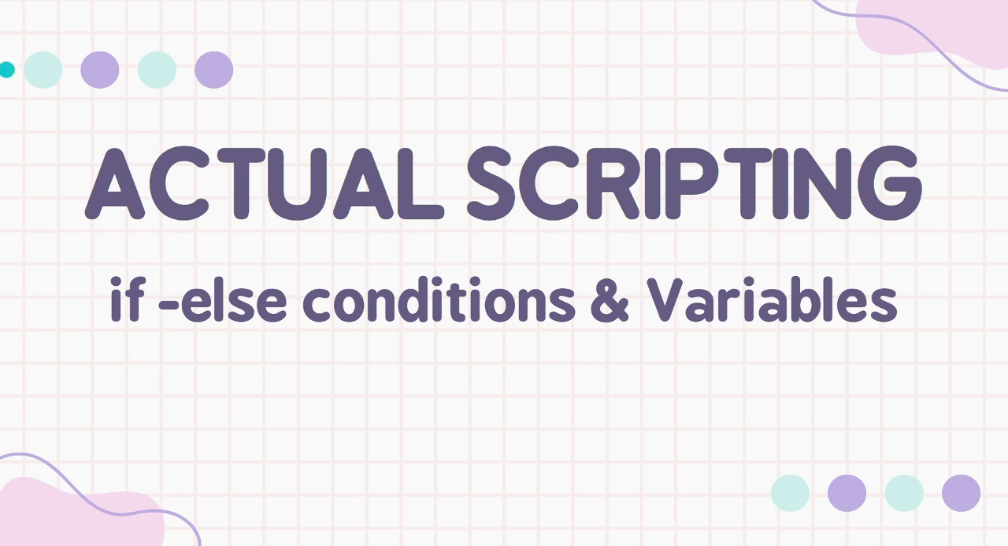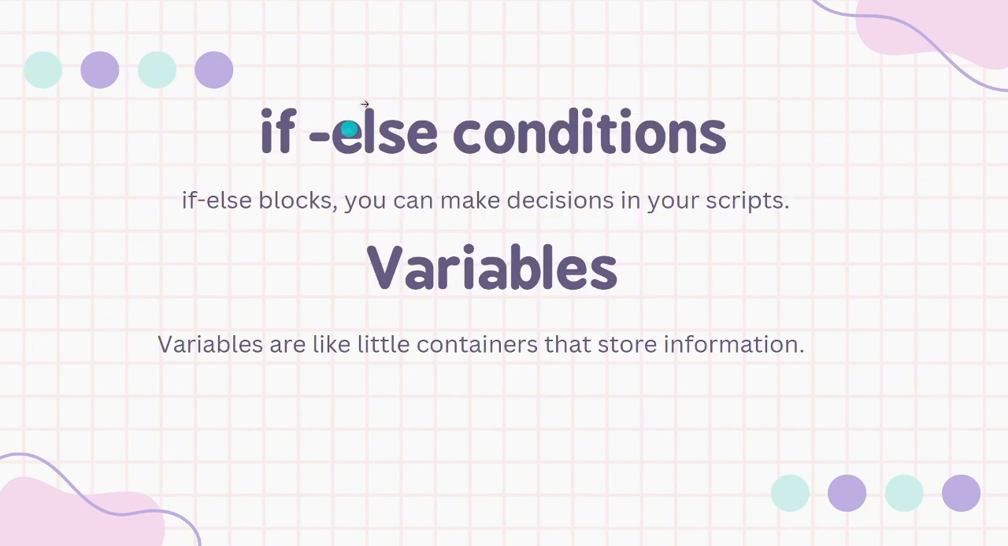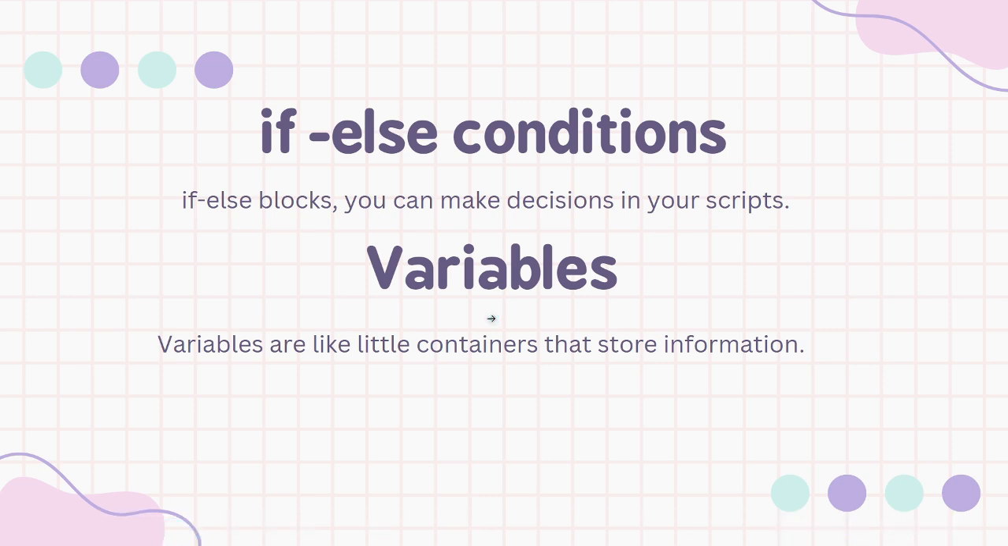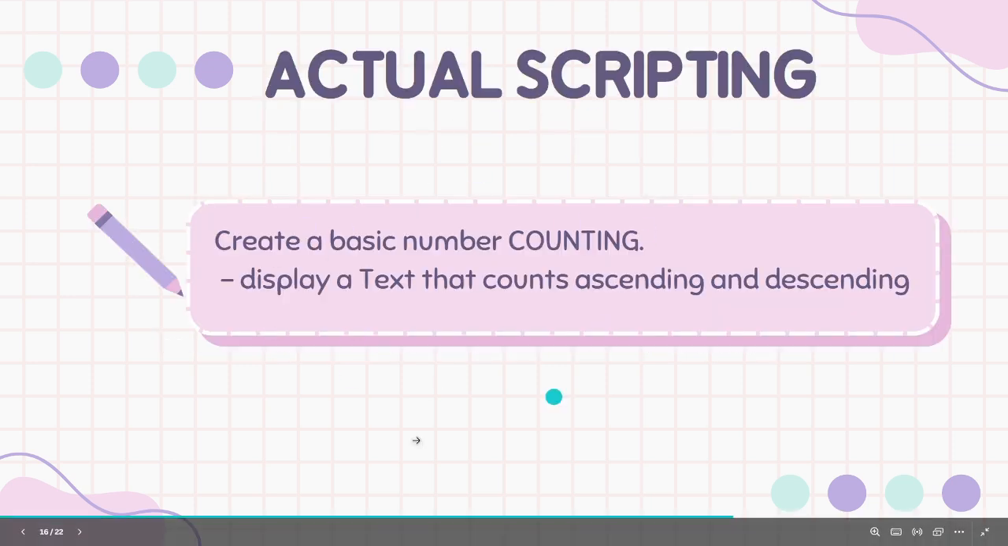And now we're going to the actual scripting. We're going to learn about variables and if-else statements. With if-else statement conditions, the if-else blocks, you can make decisions in your script. And variables are like little containers that store information. So this is the actual scripting.